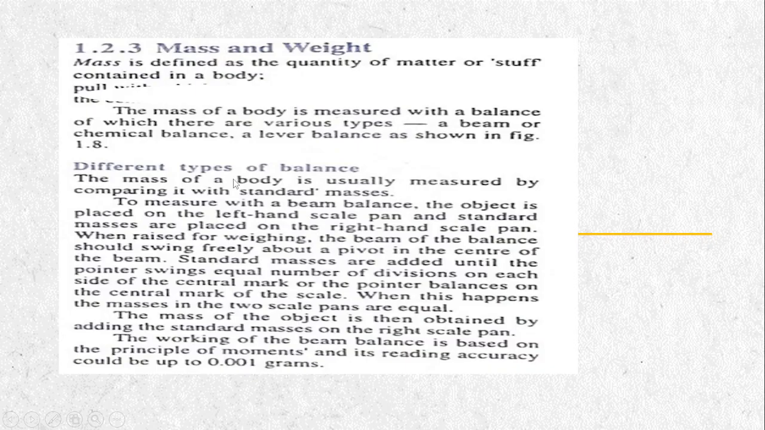So a beam or chemical balance, a lever balance as shown in figure 1.8. So we have different types of balance. The mass of the body is usually measured by comparing it with standard masses. We explain that very soon. To measure with a beam balance, the object is placed on the left hand scale pan and standard masses are placed on the right hand scale pan.